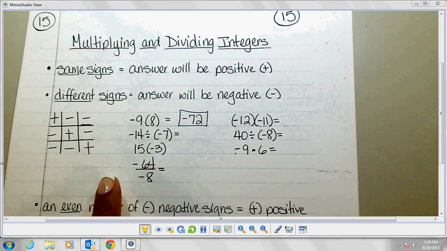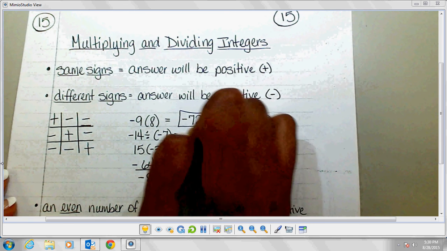So my next one is -14 divided by -7. Both signs are negative, so that's same signs. That means my answer is going to be a +2.